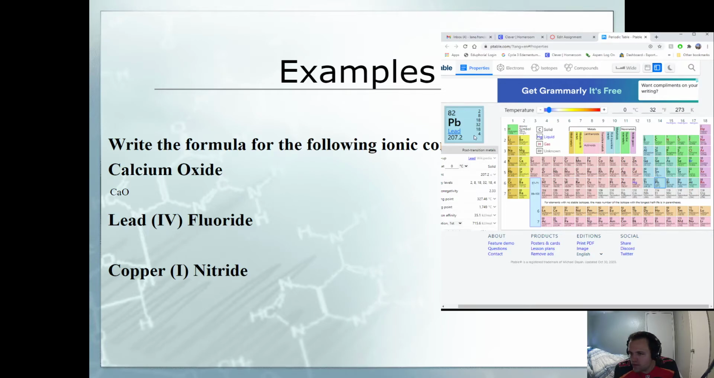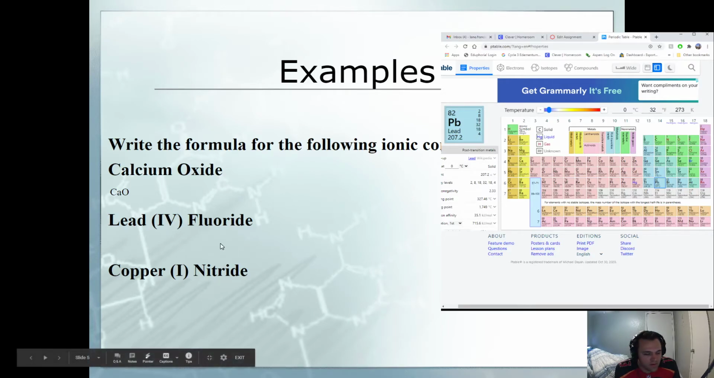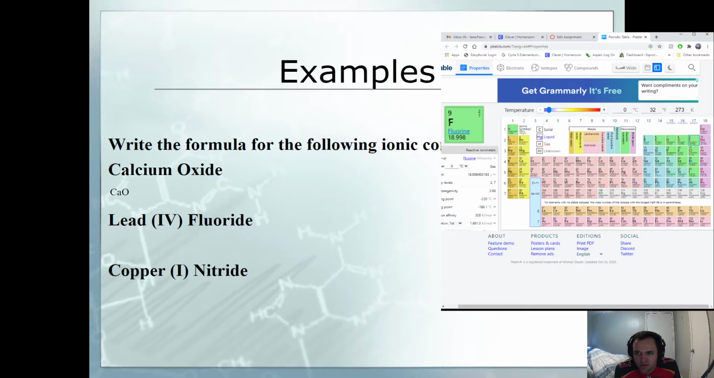So we know we're going to have Pb as one of our elements here, and fluoride means that our anion, the nonmetal, is going to be fluorine. All right, fluorine's over here in the 7th column, or the 2nd column from the right. So it has 7 valence electrons. That means in order to get to a full outer shell, it needs to get 1 more electron, which gives it a charge of -1.